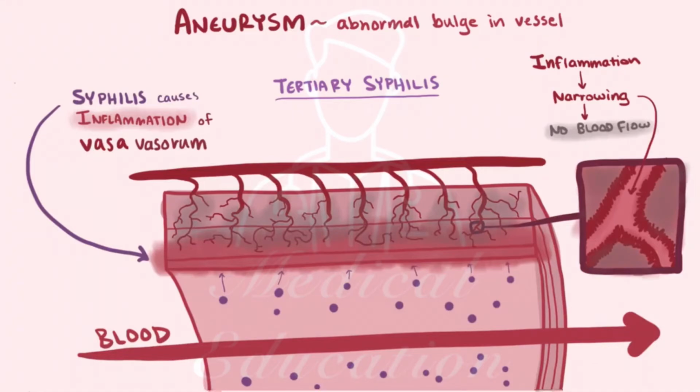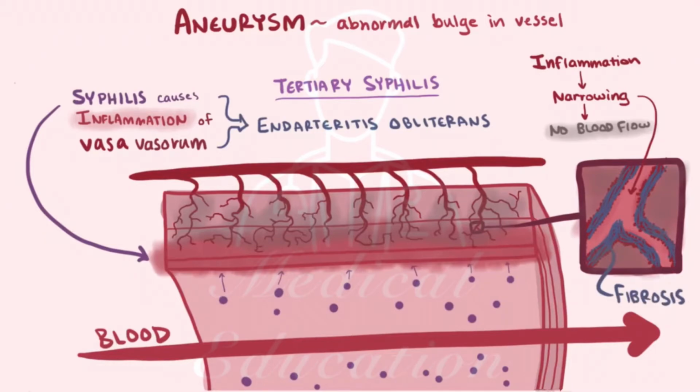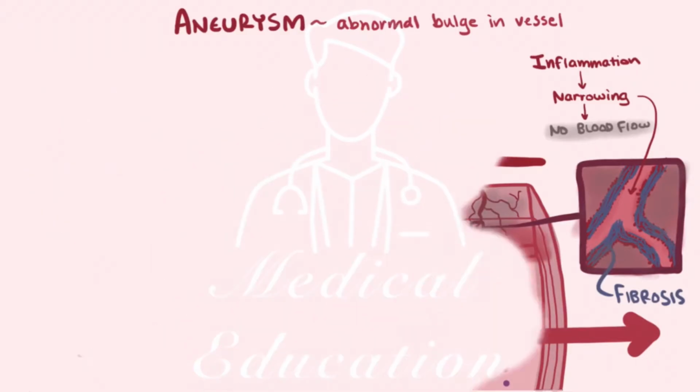By the way, the name for this vasa vasorum inflammation is endarteritis obliterans. If you were to look at the vasa vasorum in tertiary syphilis, you'd see that inflammation causes fibrosis and scarring on the walls, creating this cool to look at but less cool to have tree bark-like texture.